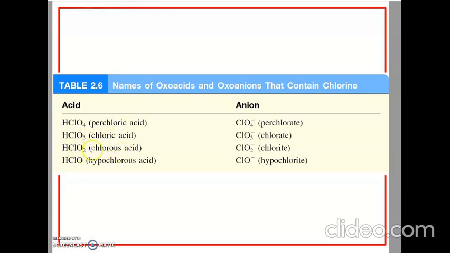So chlorous acid, when it removes hydrogen, it becomes chlorite. And this one is hypochlorous acid. When it loses the hydrogen ion here, it becomes hypochlorite.